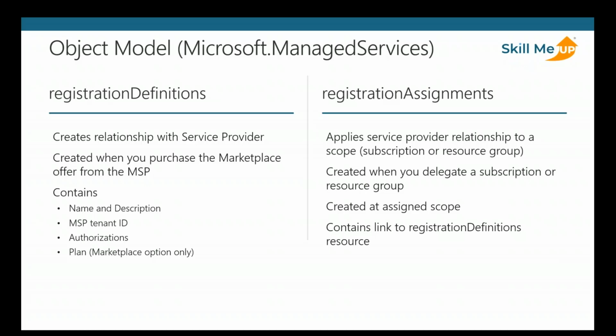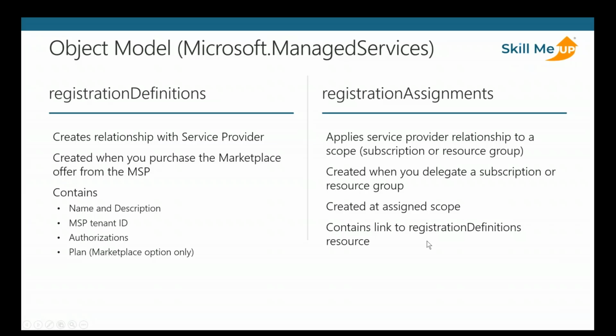And that's a resource that you create at that scope that you're delegating. So the scope at which you create that resource is very important. So it will sometimes be at subscription scope, or it may be at resource group scope. We'll come to that in a moment. And this thing doesn't have much in the way of properties. The only property within it is the link to the registration definition. That's it. So that's that.